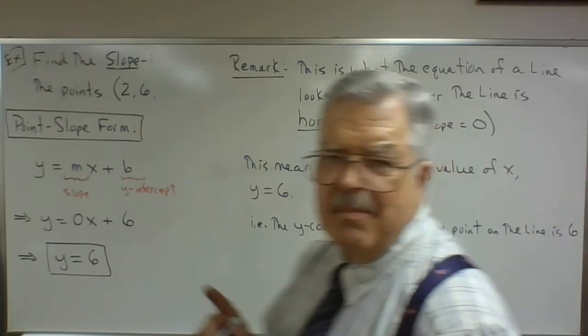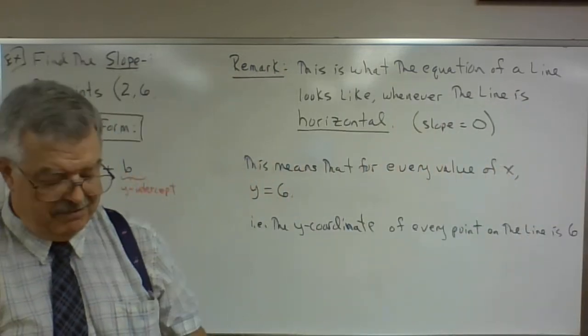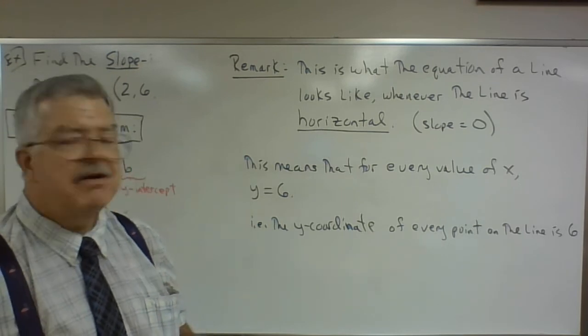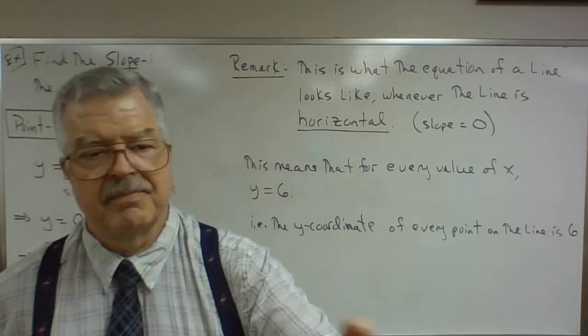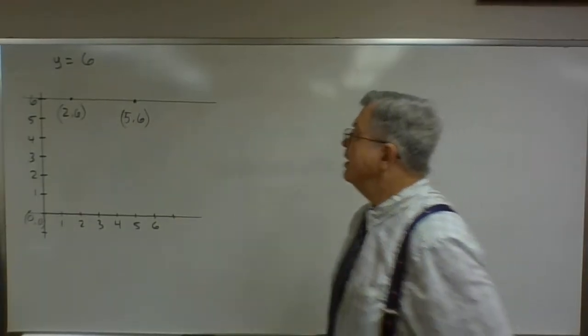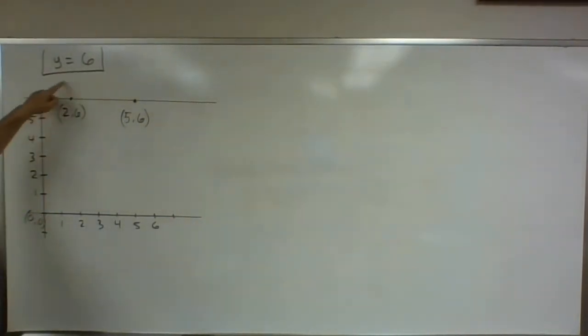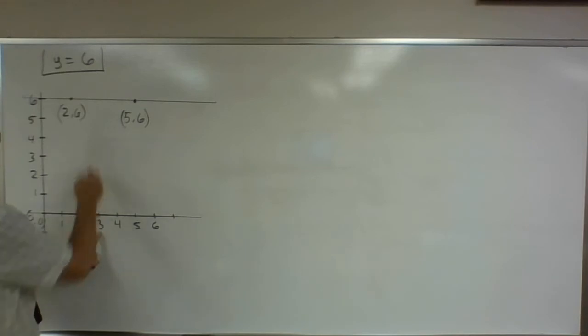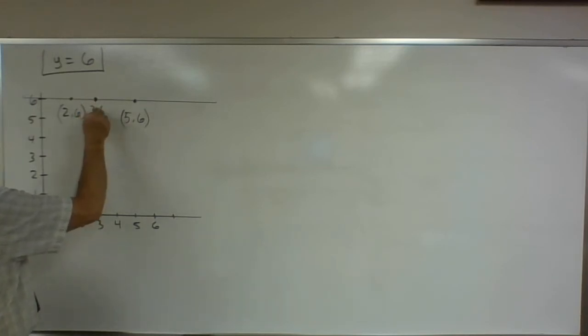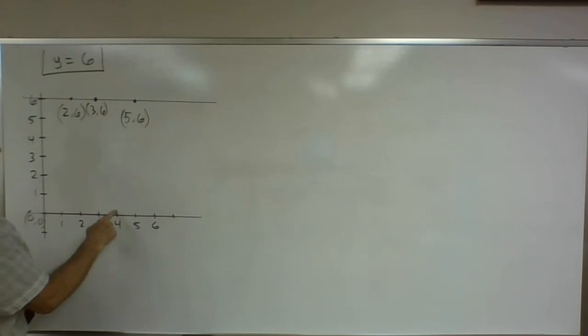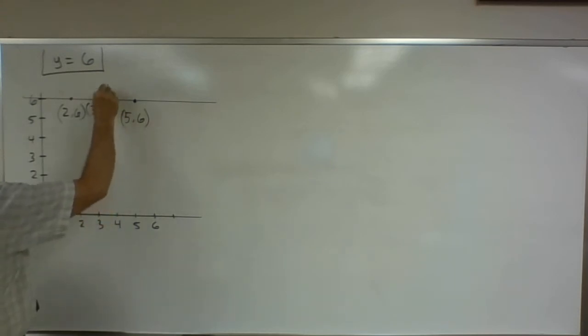And let me just redraw the graph of this line, just to remind ourselves that this is true. Here's the graph of the equation y equals 6. It goes through the points (2, 6) and (5, 6). It also goes through the point 6 on the y-axis. Well, suppose x is 3. What then? It goes through the point (3, 6). Well, suppose x is 4. What then? It goes through the point (4, 6).